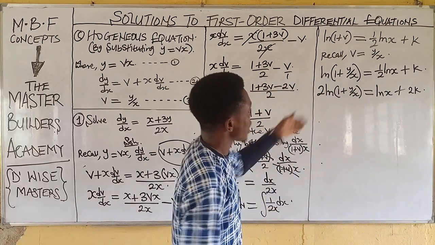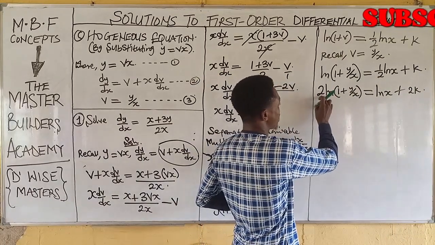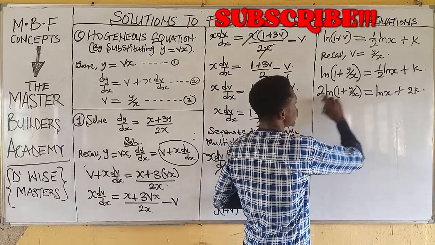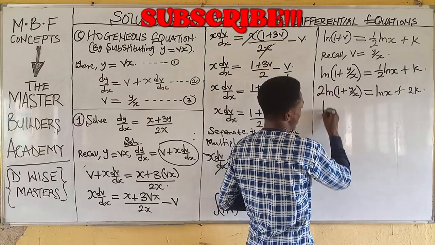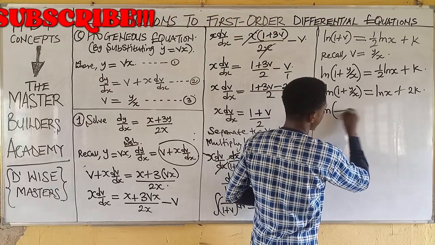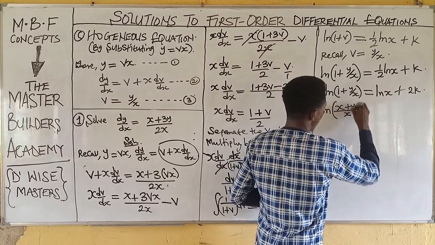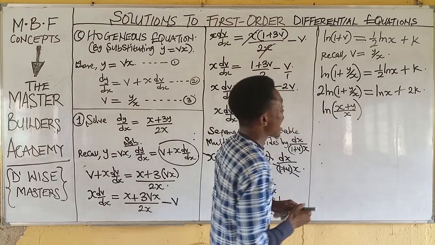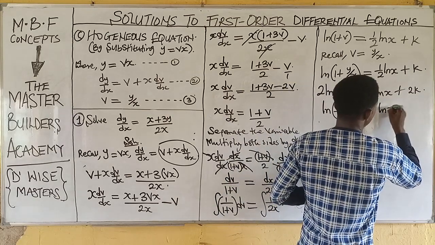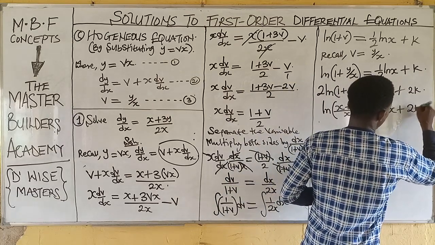Are you there? Now, the next thing I'm quickly going to do, these 2 that I have here now, I can take it as the power of this. This is long reading, okay? I can take these 2 to become the power of this function. Then I have ln of, now the LCM of x and y is x. So I'm going to have this as x plus y. Alright? Now, all raised to the power of 2 is equal to ln x plus 2k.